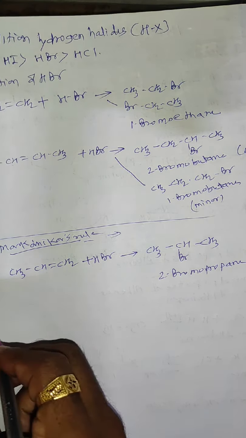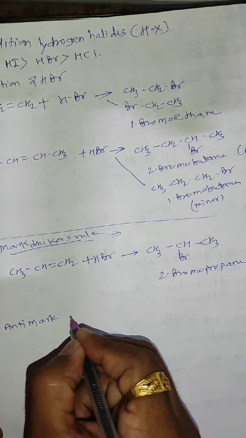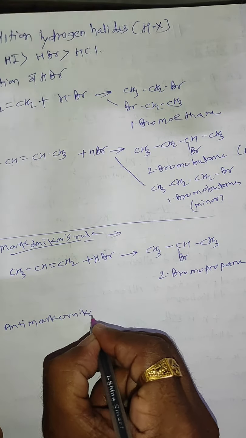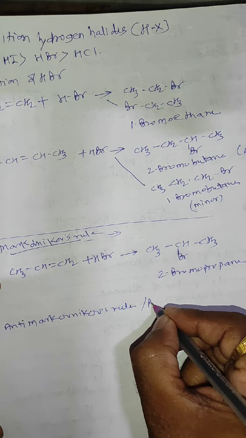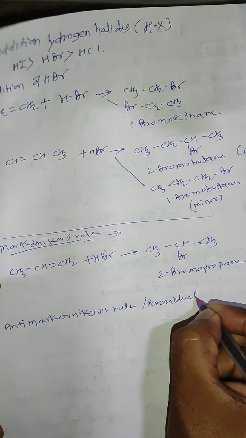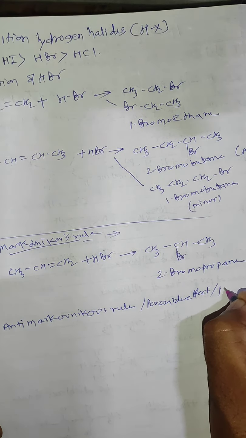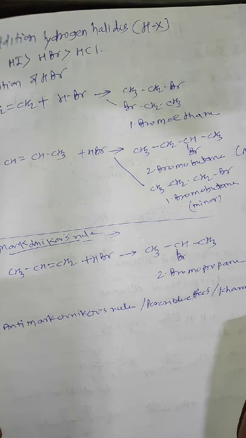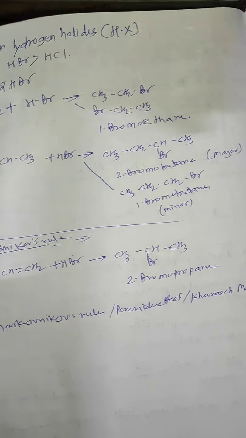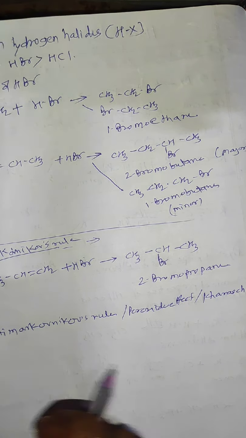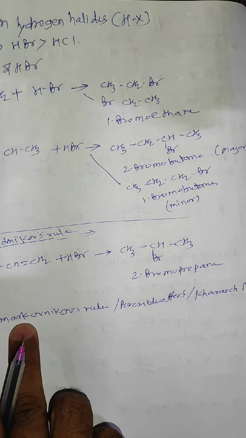Similarly, the anti-Markovnikov's rule, or it is also called the peroxide effect, or it is also called the Kharasch-Mayo effect. Kharasch-Mayo effect, or peroxide effect, or anti-Markovnikov's rule. Now the statement for anti-Markovnikov's rule.